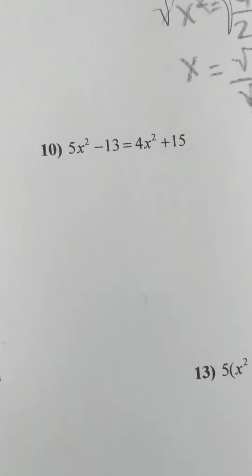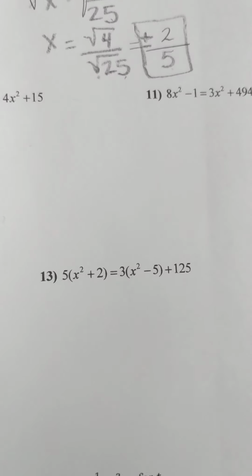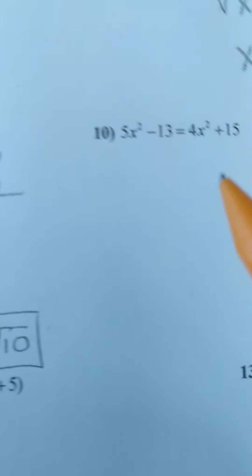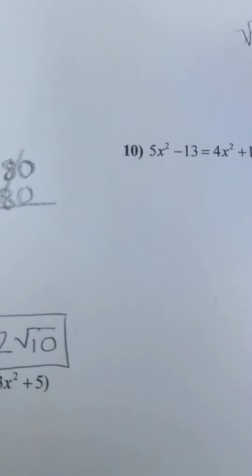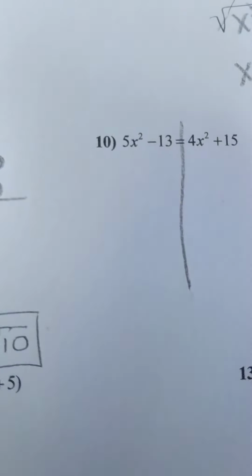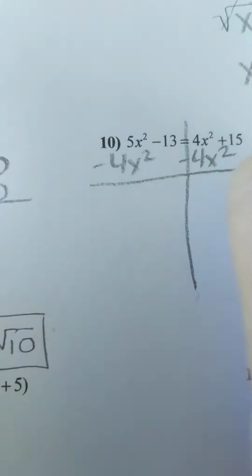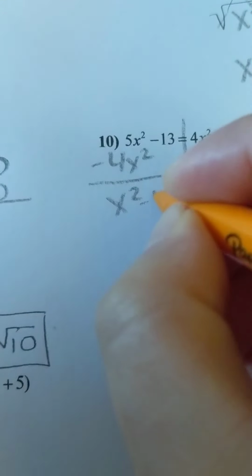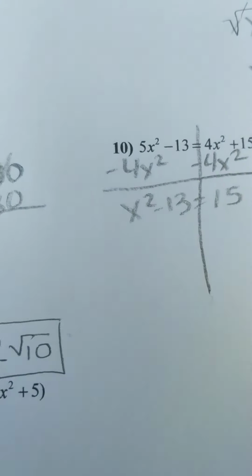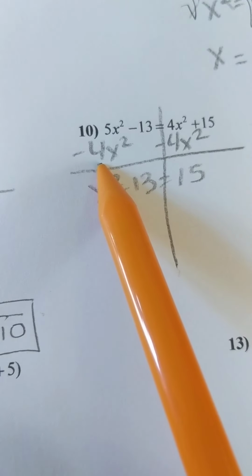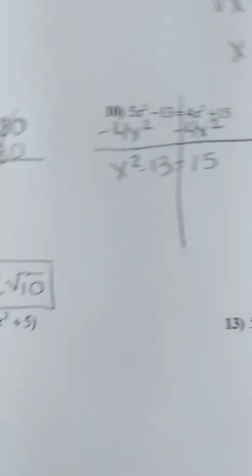Just be careful for ones like 10 and 11. You have multiple variables, and common variables on both sides. So you have an x squared here and x squared here. Just make sure you bring those together first. Okay? So you have x squared minus 13 equals 15. Bring your x squareds together by using opposite operations, and then you can solve.